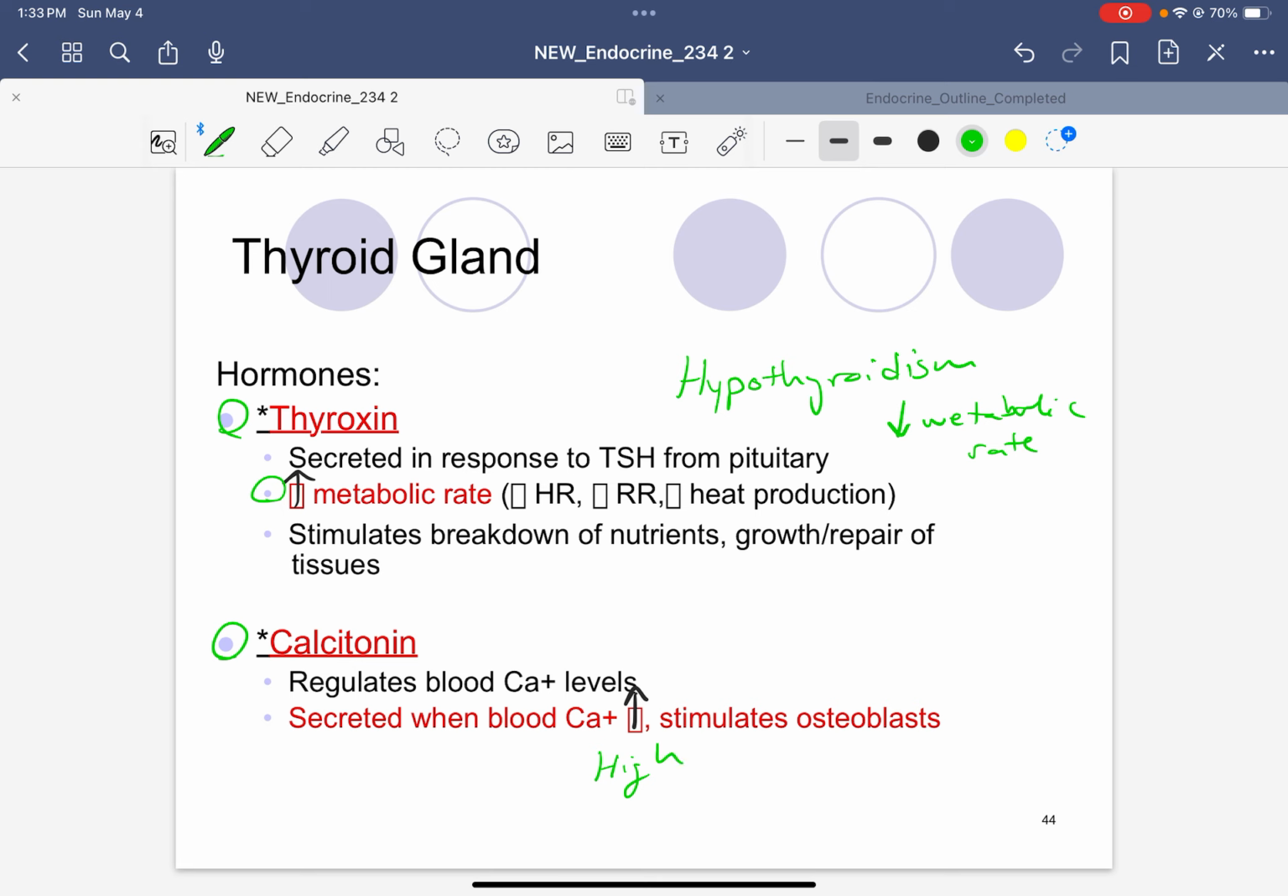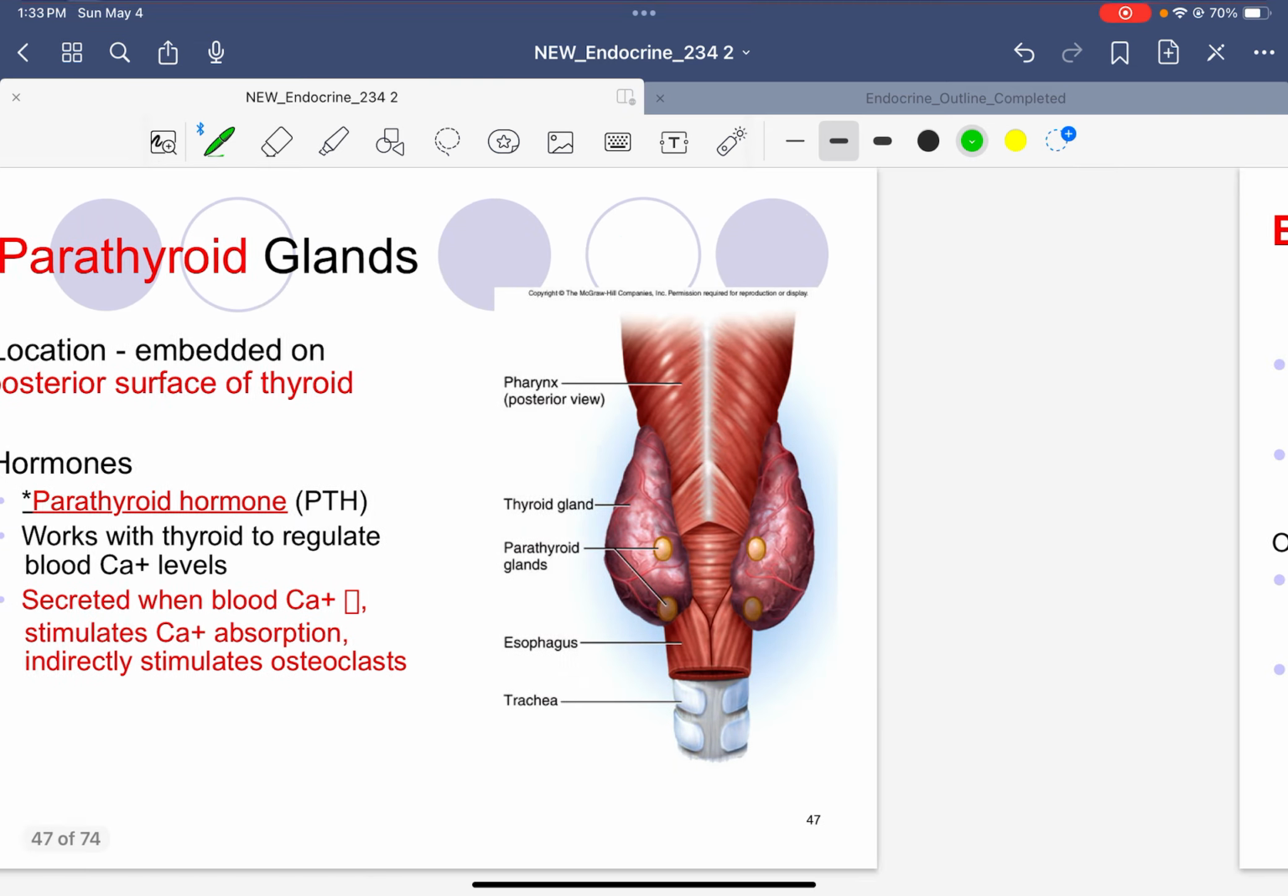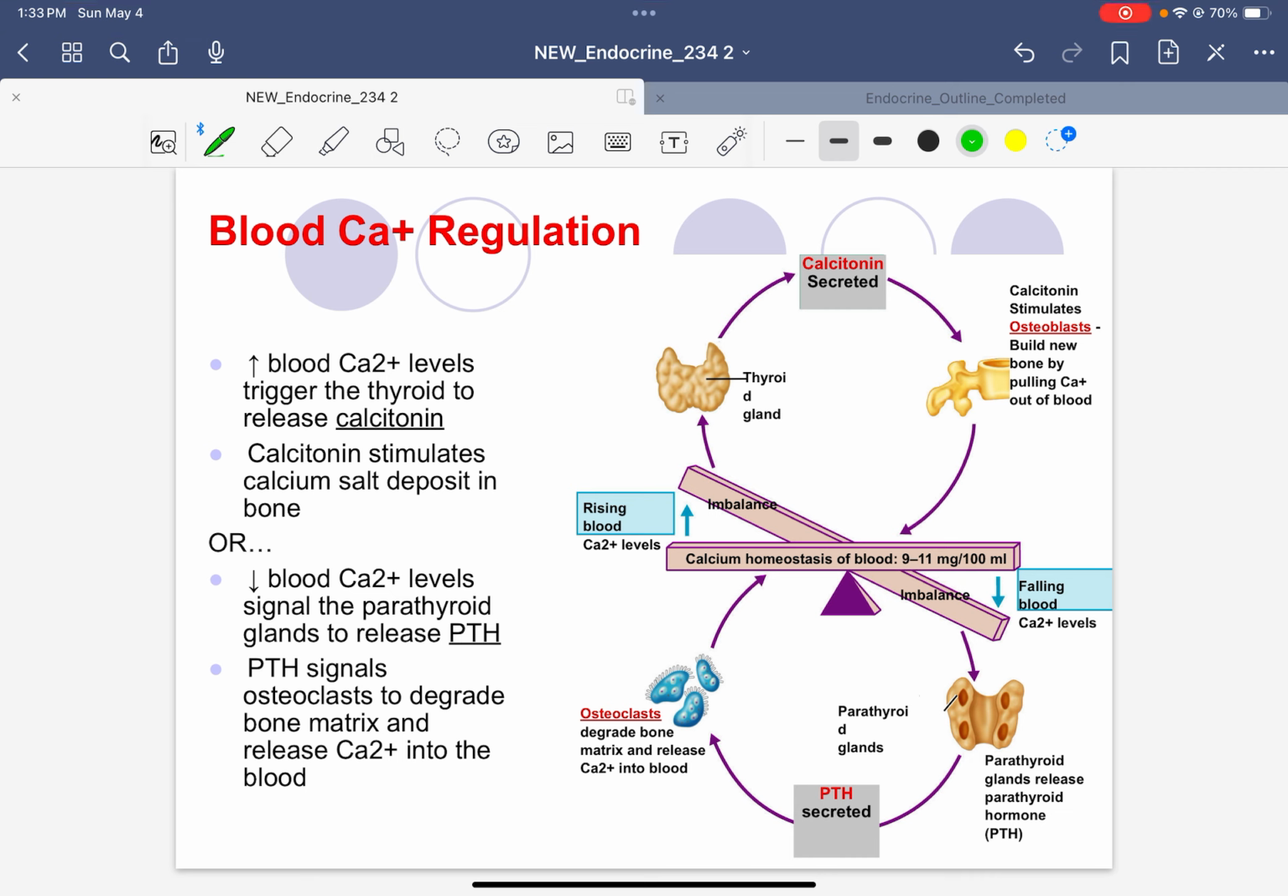To fix that, it stimulates osteoblasts. Remember, B for building. These are the key words. Calcitonin is released when blood calcium is high, stimulates building. I'm going to go ahead for a moment because a little bit later is a lovely blood calcium regulation slide. You know me. We like this kind of stuff. We want blood calcium to be even.